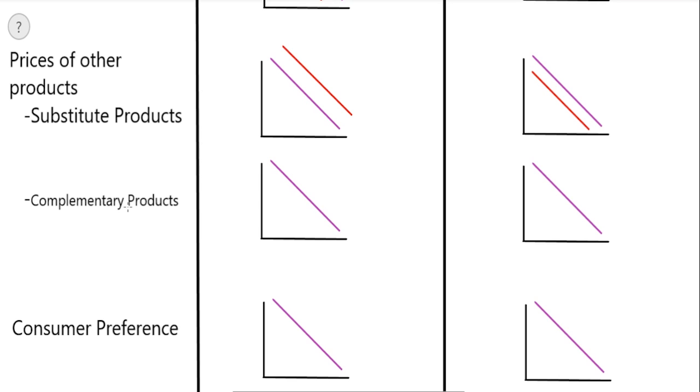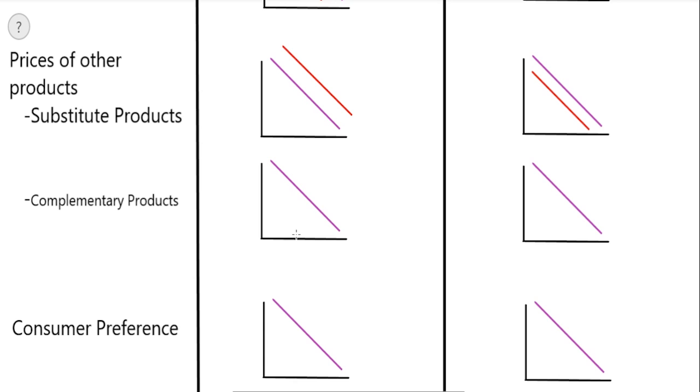So a complementary product is something that requires another product. So let's say that we have a car. Well, in order for our car to function, we need to buy gasoline. Okay, so that's an example of a complementary product. So let's take a look at that. What happens if our complementary product price increases?